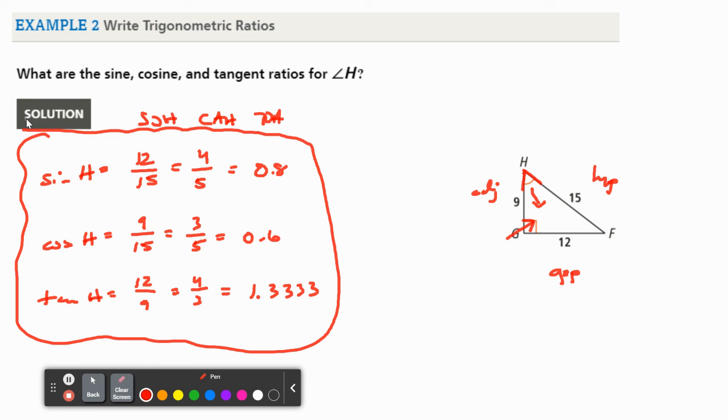So we're just taking baby steps towards our real goal. Our real goal is, if we have missing sides, can we find them? And in this case, can we find the missing angle measures of H and F? All right, so video 2 is coming up where we get more into those problems.